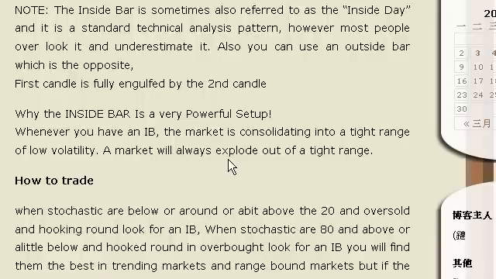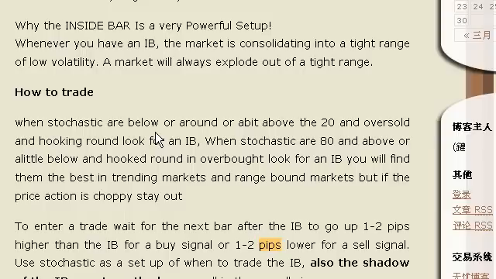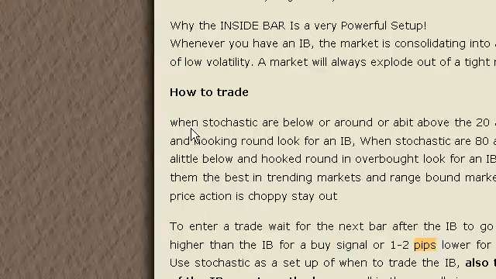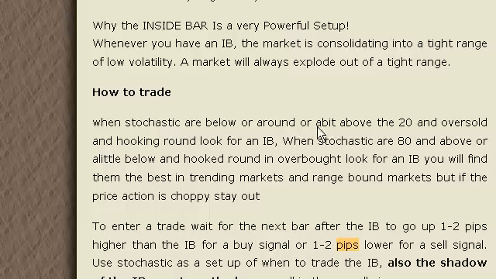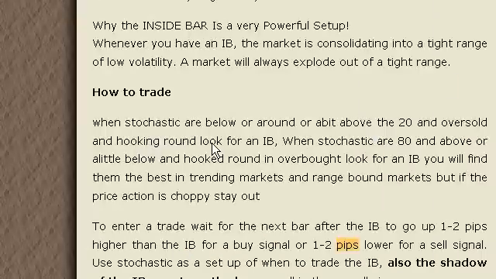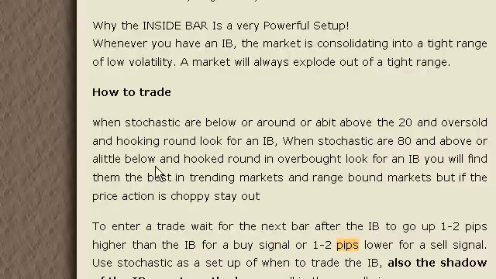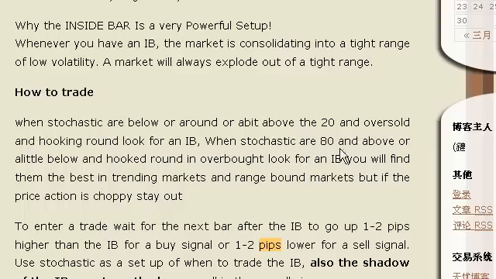So there we go. That's doing the price action stuff we mentioned earlier, inside bars. Now, what this guy says is when the stochastics are below or around or a bit above the 20, oversold and hooking round, look for an inside bar. Or when the stochastics are 80 and above or a little below and hooked round in an overbought look, then look for an inside bar.